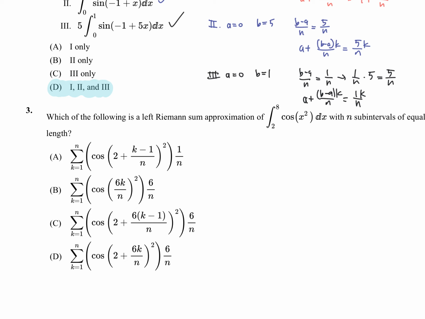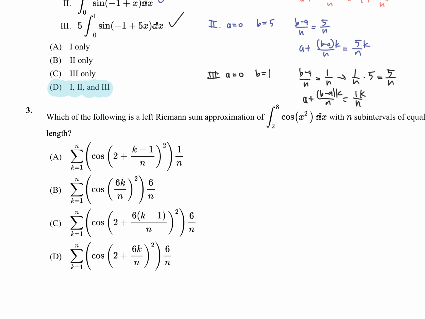Okay, now they say, which of the following is a left Riemann sum approximation of that with n subintervals of equal length? So when I explained the definition, I used the right Riemann sum. Use the right hand endpoint in each subinterval to plug into the function to get the height of that rectangle. But you could use the left hand endpoint in each subinterval to plug into the function to get the height of the rectangle in that subinterval.